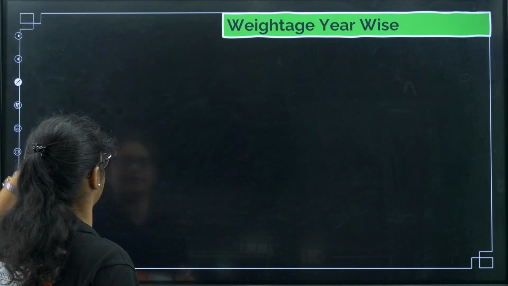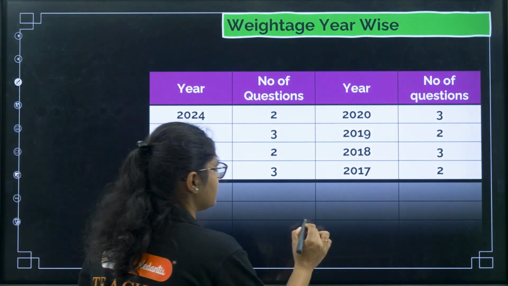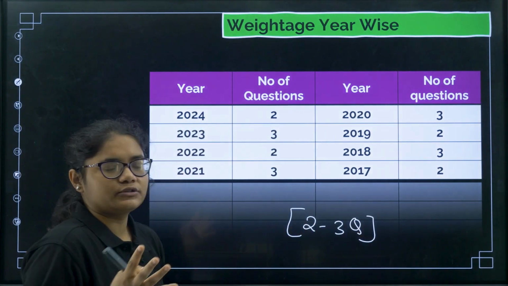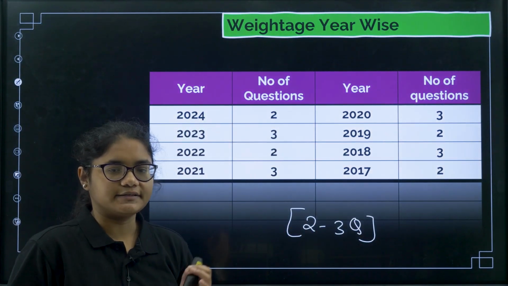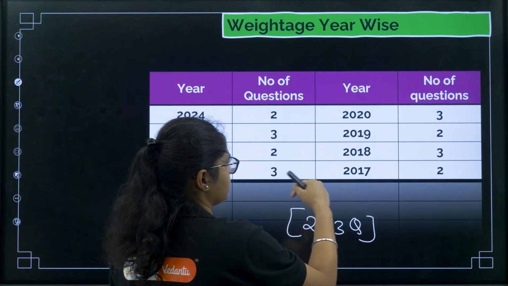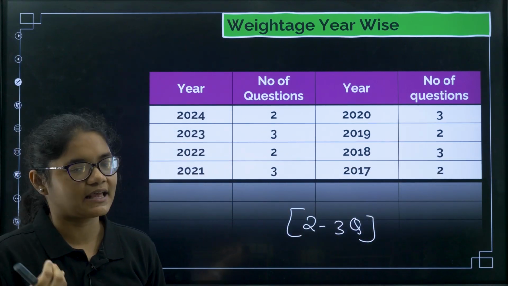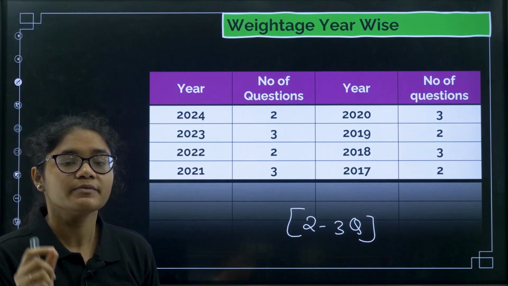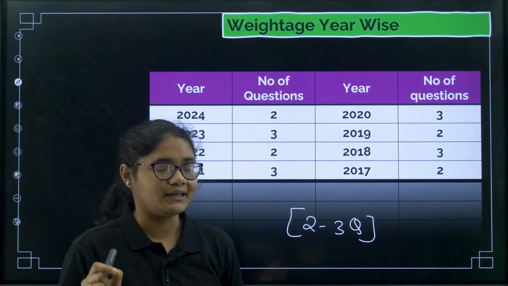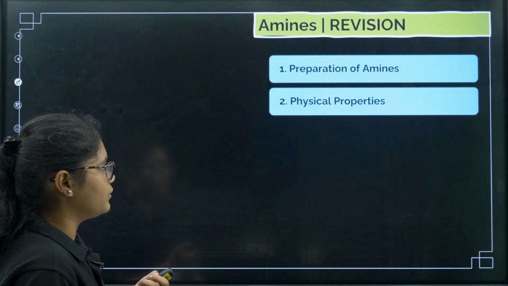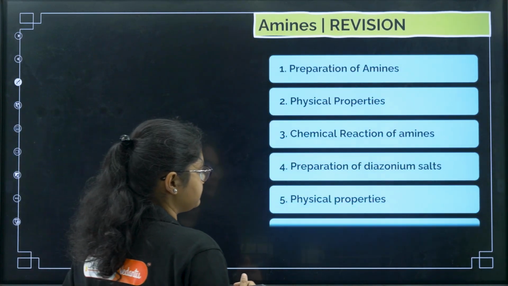Weightage, we have already discussed, so you can expect 2 to 3 questions from this chapter, every year. It is asked on alternate years, you can say 2, 3, 2, 3, 3, 2, 3, 2. So alternate years 3 or 2 questions have been asked. So this is a must-do topic, this is a small topic and also a very easy chapter. Okay, fine. Now coming to revision, what are we going to revise today?